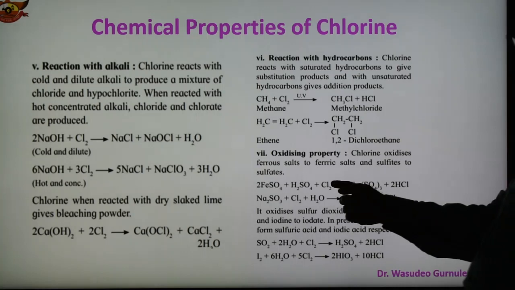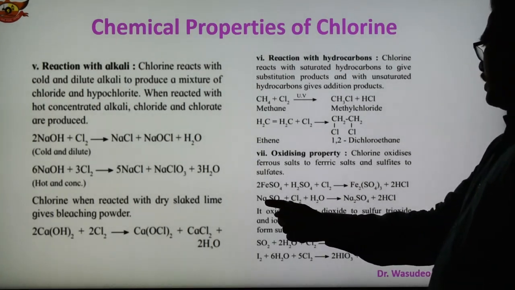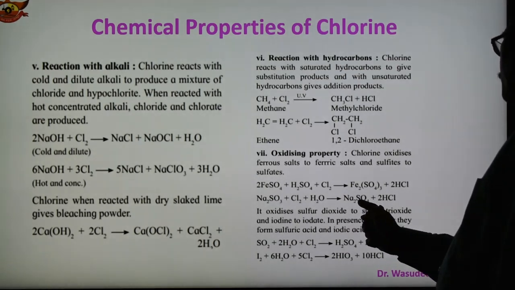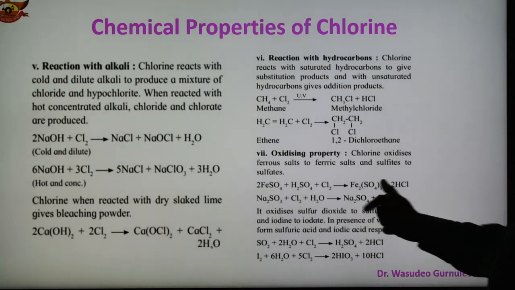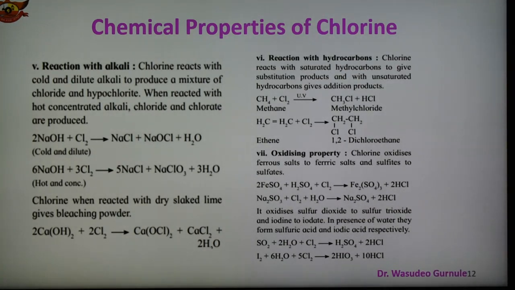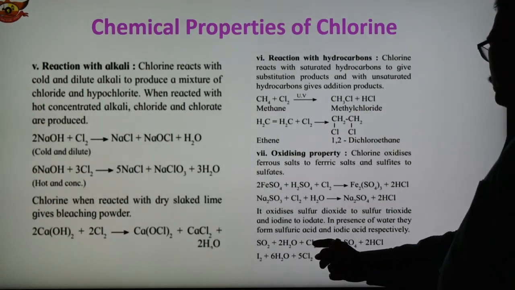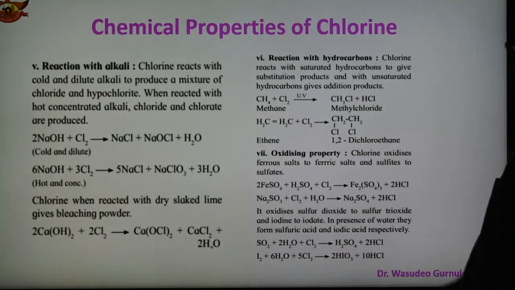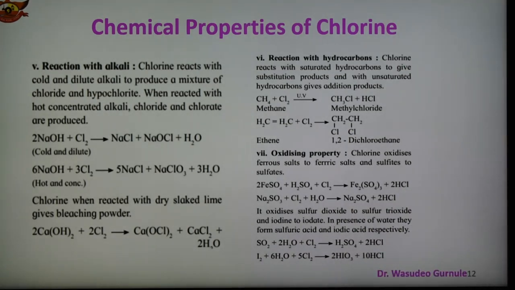So chlorine is an important compound. Here sodium sulfite reacts with chlorine forming sodium sulfate. So sulfite to sulfate compounds are formed. And one more reaction shown here is that sulfur dioxide reacts with chlorine forming H2SO4, and iodine reacts with chlorine forming HIO3. So acid is formed in both cases.